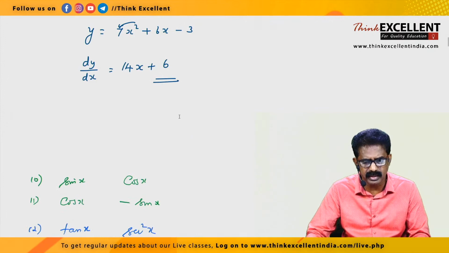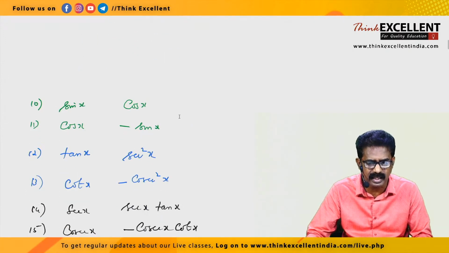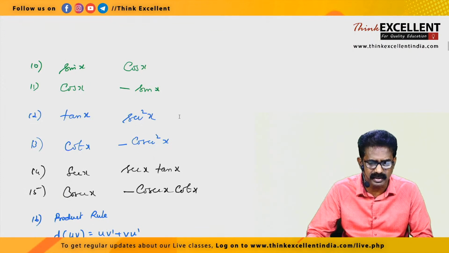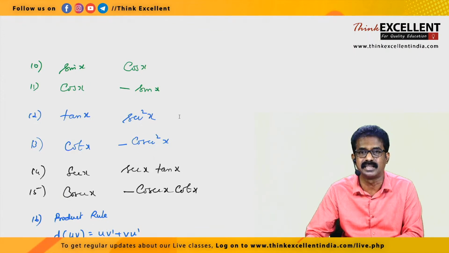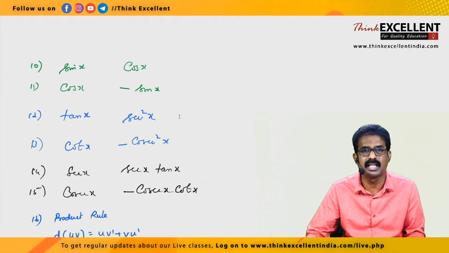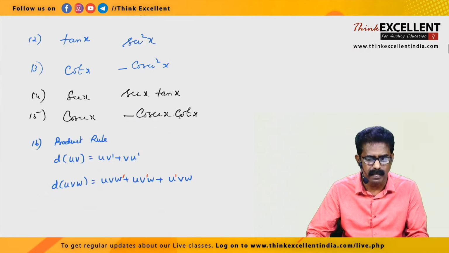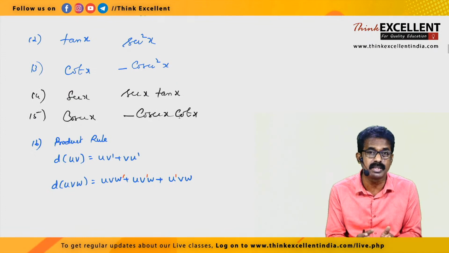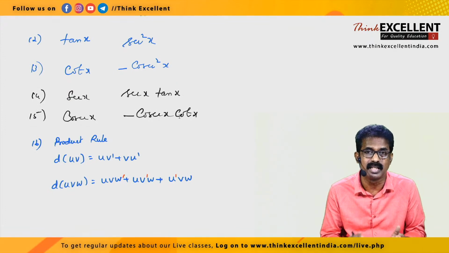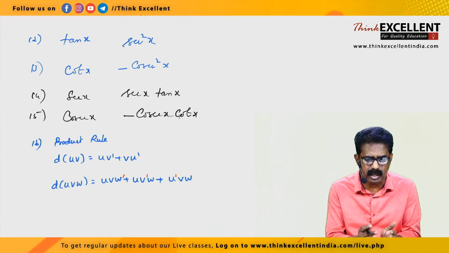Then we studied some trigonometric formulas, right? 6 formulas given. For sin x, the derivative is cos x. The derivative of cos x is minus sin x. The derivative of tan x is secant square x. The derivative of cot x is minus cosecant square x. The derivative of secant x is secant x tan x, and the derivative of cosecant x is minus cosecant x cot x. Okay, so that we studied. Then product rule. And you must know when to use the product rule, right? A function into another function, the product of two functions, you have to use the product rule.